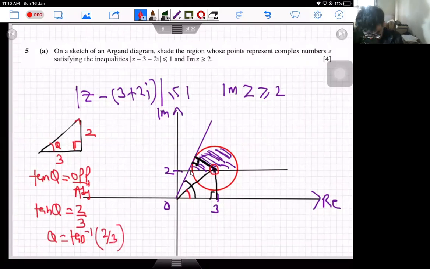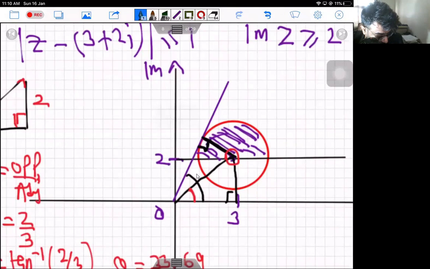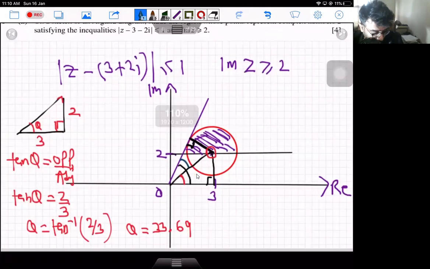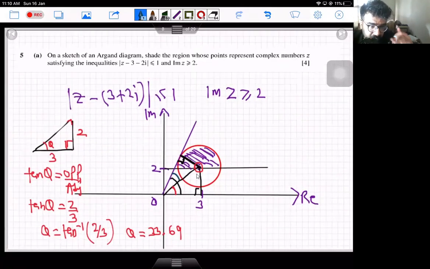So how much is tan inverse 2 over 3? This is 33.69 degrees. Theta is equal to 33.69 degrees. Now I'm considering the triangle in which I need to find this angle which I'm marking as blue, and this angle is alpha. I want to find this angle, so that I will add alpha and theta, and this will give me the greatest value of argument of z.